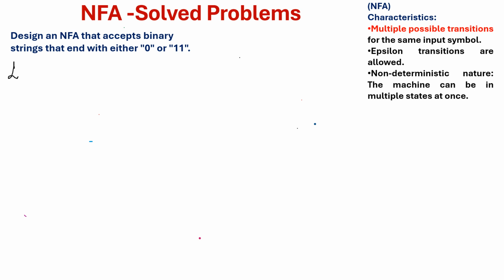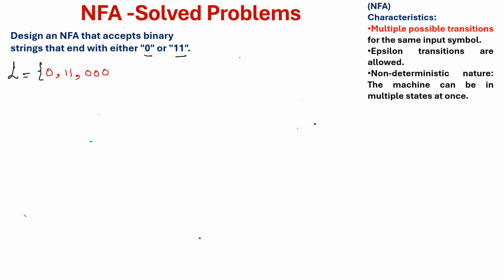First we will start with minimum length 0. They are giving either 0 or 1. Zero and 1, and all possible combinations we have to write. At least 10 strings you have to write and check whether they are supported by the NFA or not.